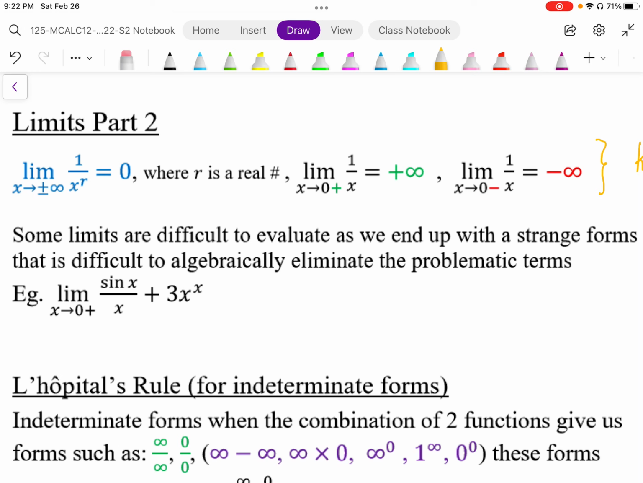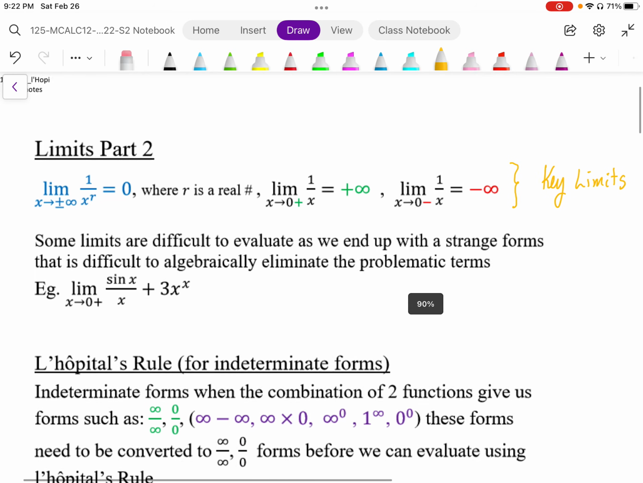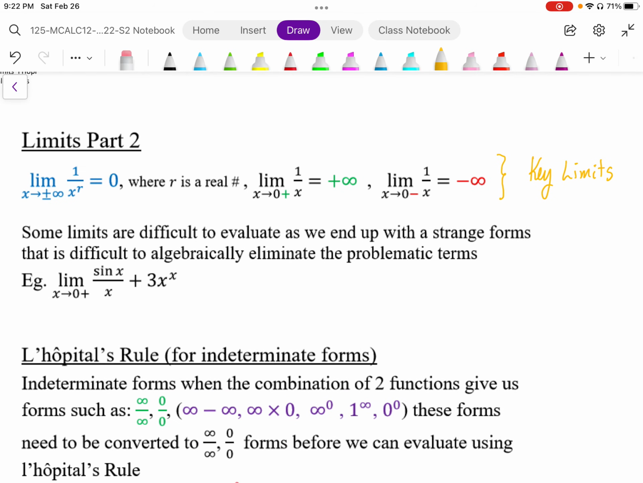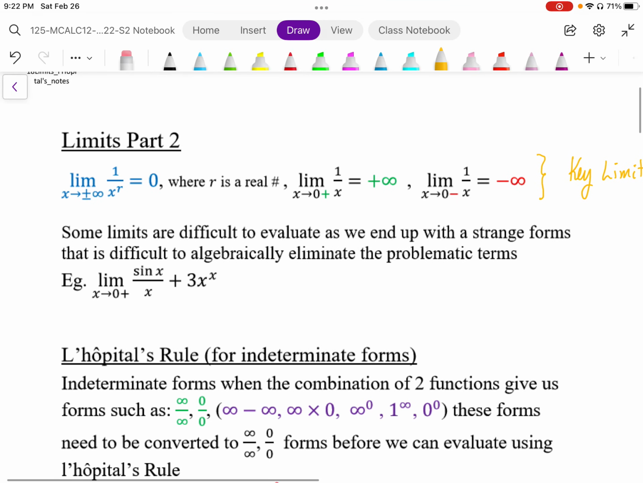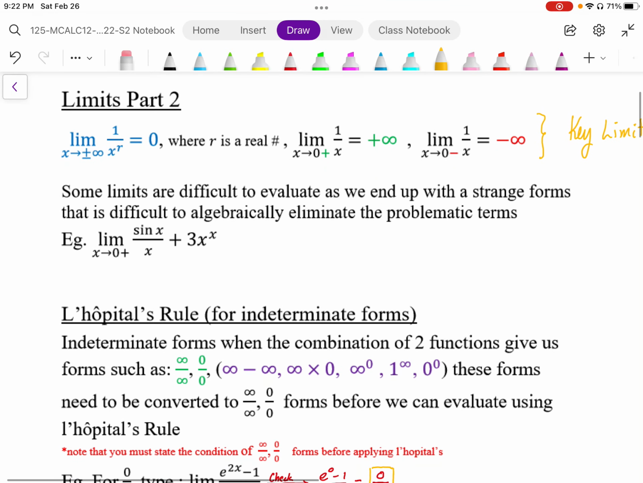If we're dividing by 0 from the positive side, if we have 1 over x from the positive side of 0, we get positive infinity. If we have 1 over x from the negative side, we get negative infinity. And again, these are some key limits, so we want to remember these limits. These are very important.